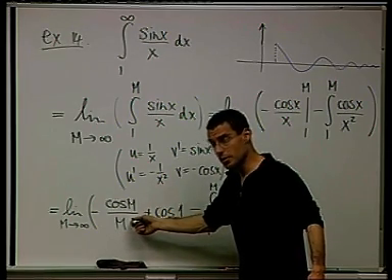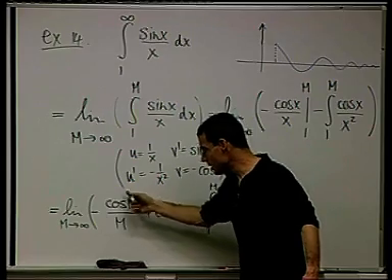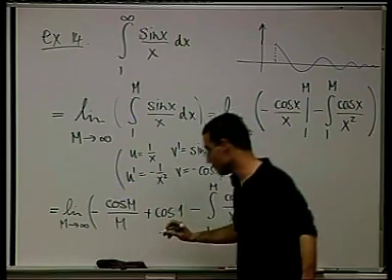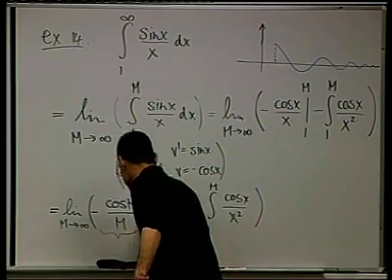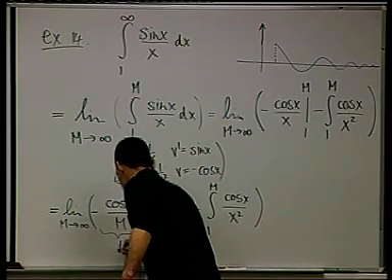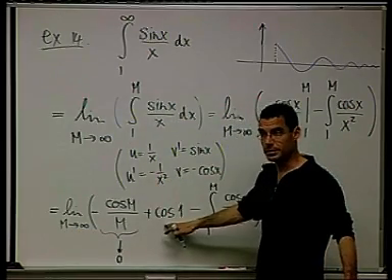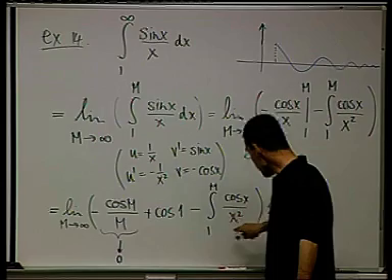What does this thing go to as m goes to infinity? 0. This goes to 0. Cosine m is bounded. 1 over m goes to 0. Bounded times something that goes to 0 goes to 0. So this thing goes to 0 as m goes to infinity. This is a constant. What about this thing?